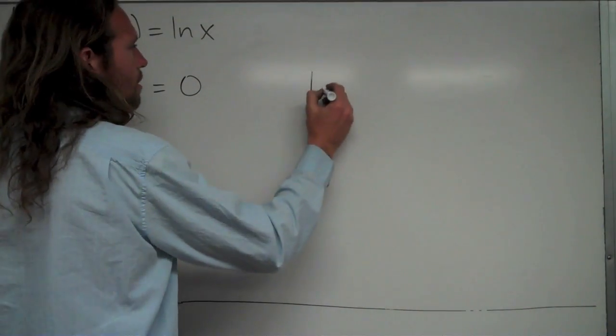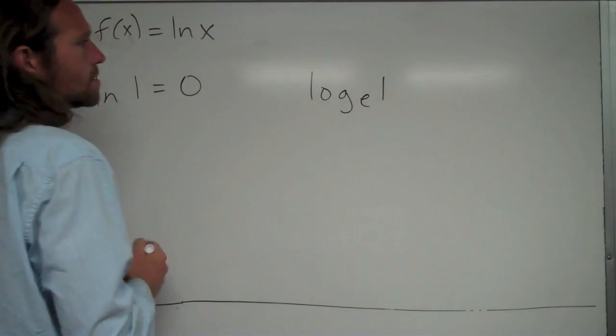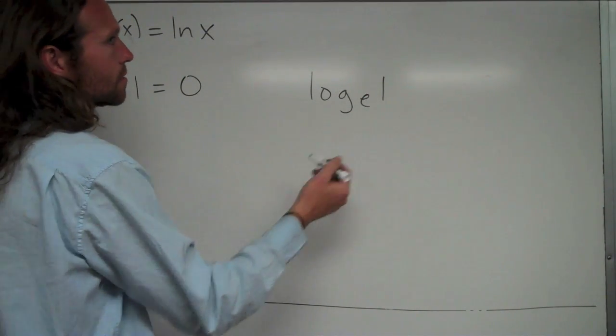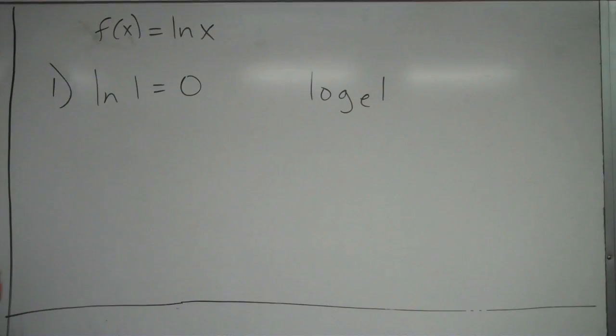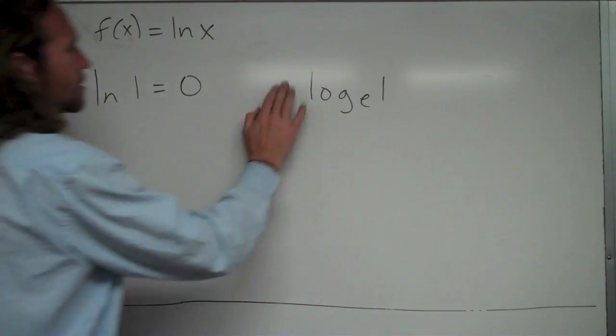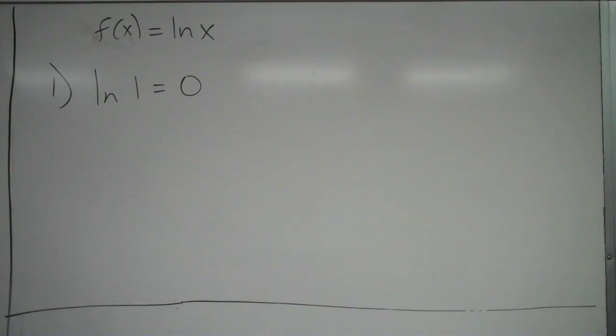Again, log base e of 1, that's what that means. So basically this means e to the what is equal to 1. Any number to the 0 exponent is equal to 1, so that's why natural log of 1 is equal to 0. That right there is something we've got to know. You're expected to know that without a calculator.